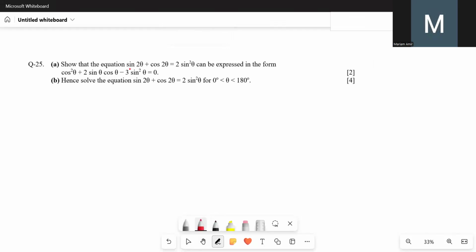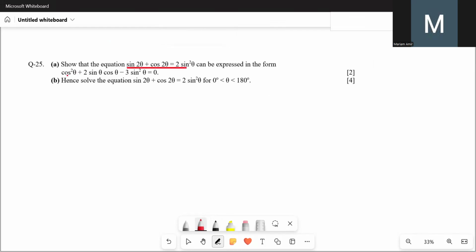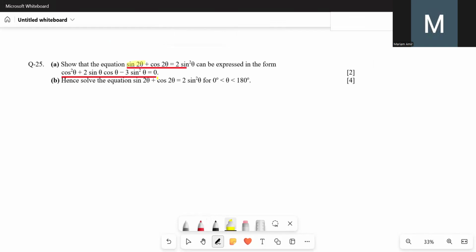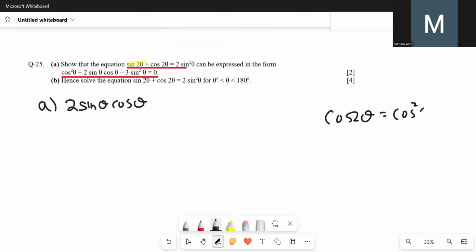Question 25 says, show that this can be expressed in this form. Okay, so I'm going to expand sine 2 theta first, which is 2 sine theta cos theta. Now cos 2 theta has three equivalent forms, one of which is cos square theta minus sine square theta. That's the one I'm going to use here because I can see that the final answer, the format that they need, has a sine square and a cos square both in it.